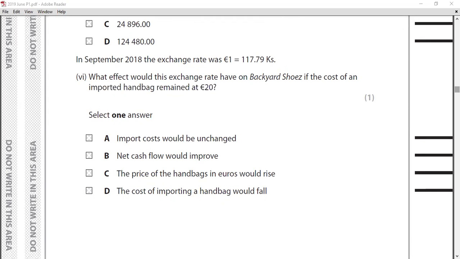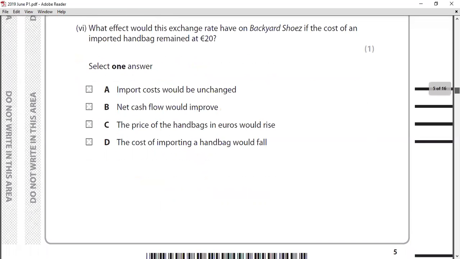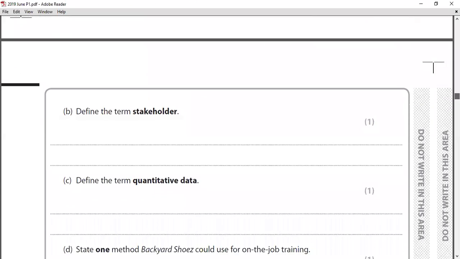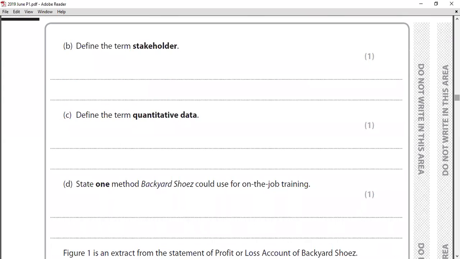Okay. These are the end of the MCQ questions. You have 6 MCQ questions like that. Now we are going to define questions. Define questions, normally they set for the AO1 knowledge part. Define stakeholder, define quantitative data, and state one method. So first of all we'll go through the define questions, stakeholder and quantitative data, right?